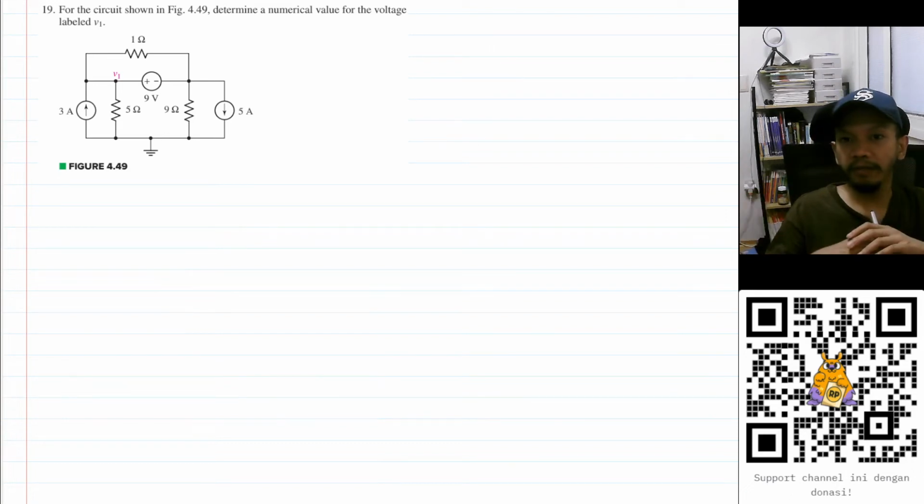Okay, hello, my name is Ardi and we are going to solve problem number 19 from chapter 4 of Hayt's book. For the circuit shown in figure 4.49, determine a numerical value for the voltage labeled V1.